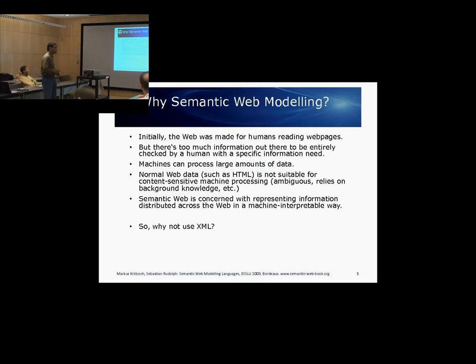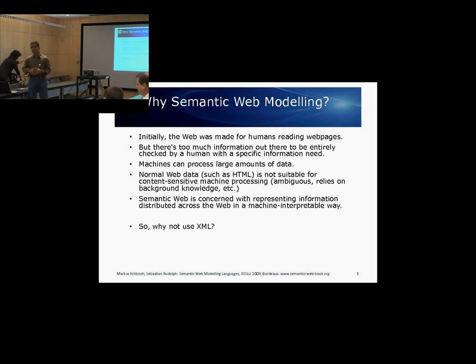So why do we need semantic modeling? What are the deficiencies present in the web because of which there is a requirement of semantic web modeling? The web, as most of us have seen, was created for human consumption. The pages were written in HTML, which a human being can read, process, and understand the information present over there. But the problem with that approach was that there was too much information present, and it becomes really, really difficult for any human being to sit and understand everything present over there.